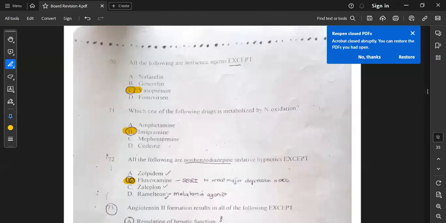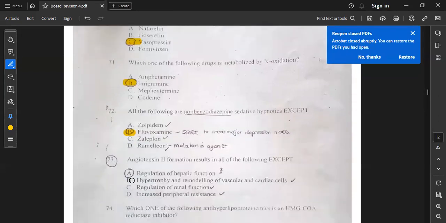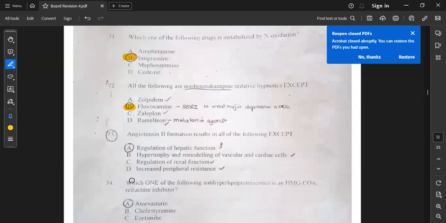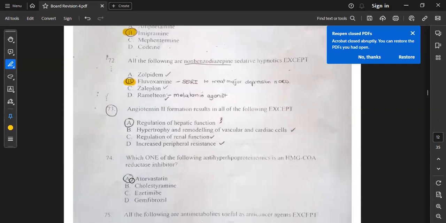Moving on to number 73. The question asks, angiotensin 2 formation results in all of the following except. So what does angiotensin 2 do and what does it not do? Number 1, regulation of hepatic function. Number 2, hypertrophy and remodeling of vascular and cardiac cells. Number 3, regulation of renal function. And number 4, increased peripheral resistance.